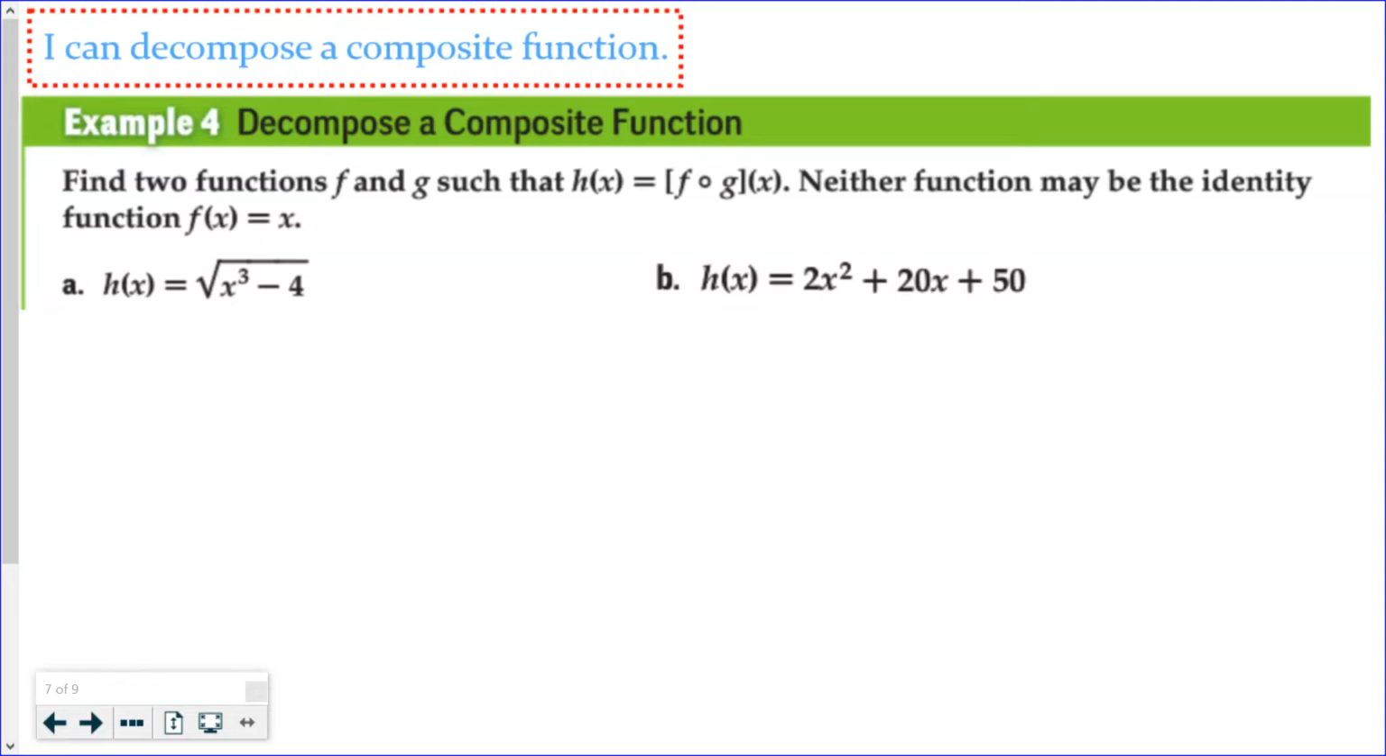Hi guys, I'm going to run out of time before I have to leave this afternoon, so I want to make sure I've got the decomposing a composite function video in first.